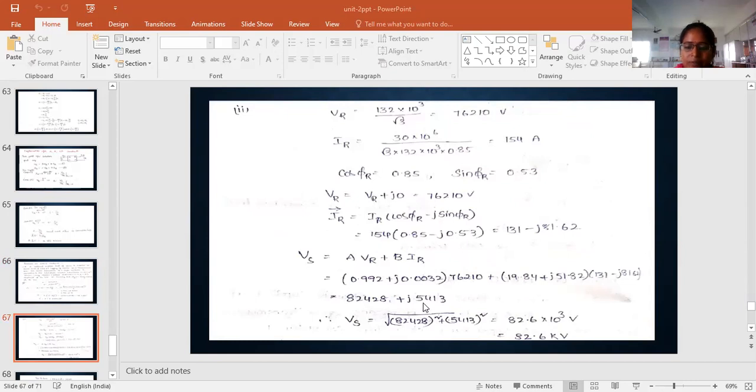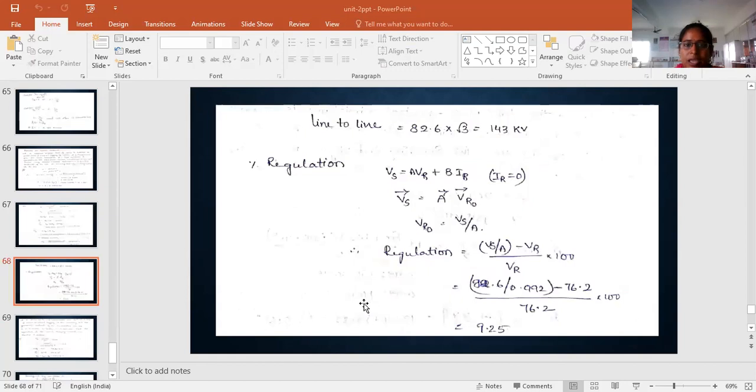Vs is 82,428 plus j 5,413, and the magnitude of Vs equals the square root of the real part squared plus the imaginary part squared. We get 82.6 kV, that is the sending end voltage Vs. For the line to line value we multiply by root 3, that is 143 kV, and the percentage regulation we can calculate here.